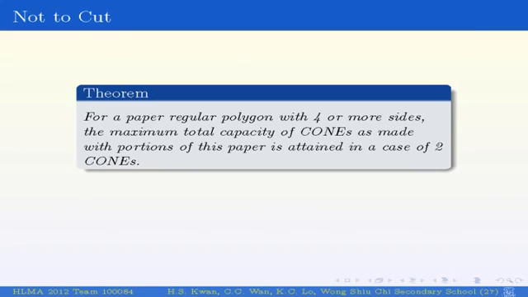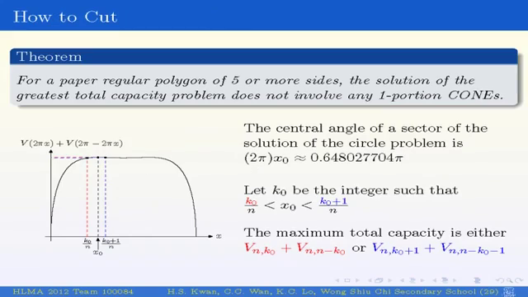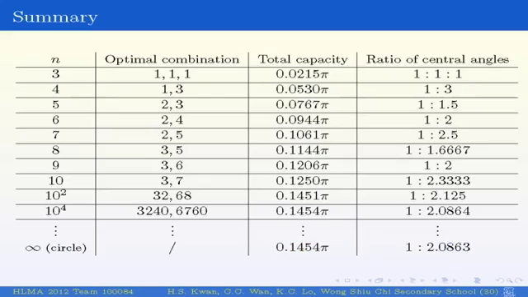And now, our polygonal combining theorem has been justified. That is, for a paper regular polygon of 3 or more sides, 2 cones are still the best. But triangular paper is the only case which involves 3 cones. If the polygonal paper has more sides, we can compare the two expressions in different colors in order to obtain the greatest total capacity. Here is a summary of our results.